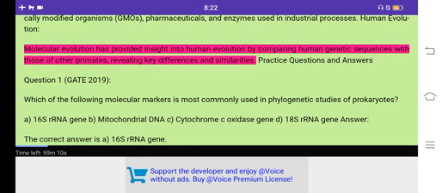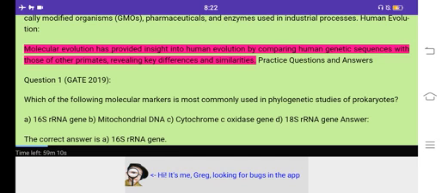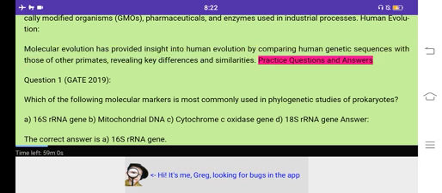Human evolution. Molecular evolution has provided insight into human evolution by comparing human genetic sequences with those of other primates, revealing key differences and similarities. Practice questions and answers.